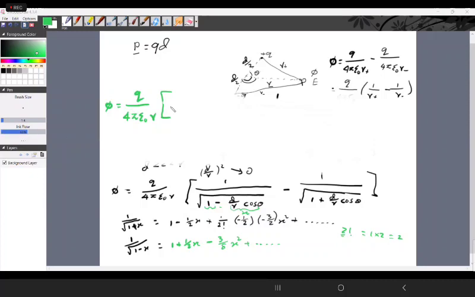Okay, can you just tell me the answer? What should be here? 1 plus d by 2r cos theta, minus 3 over 8, 1 over 2 factorial. Okay, so we can have the multiplication of this one that will be equal to 3 by 8. Am I correct? Okay, thank you for your answer.